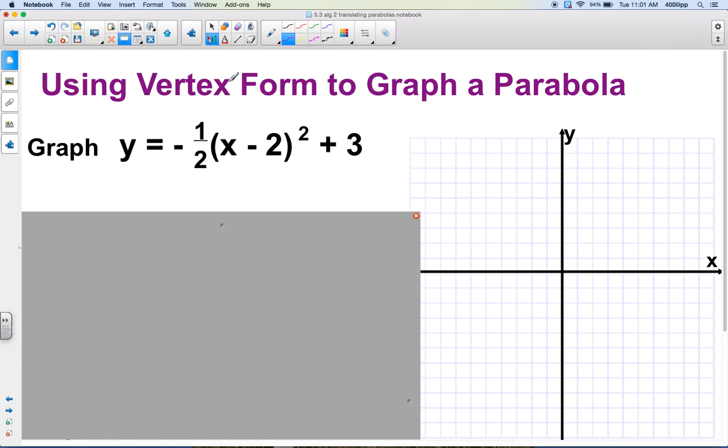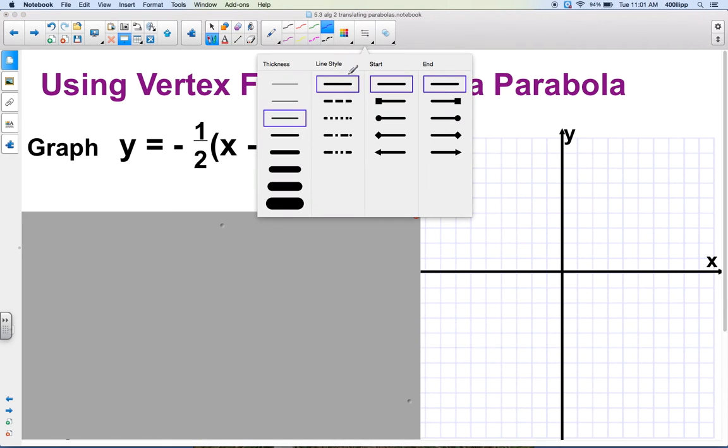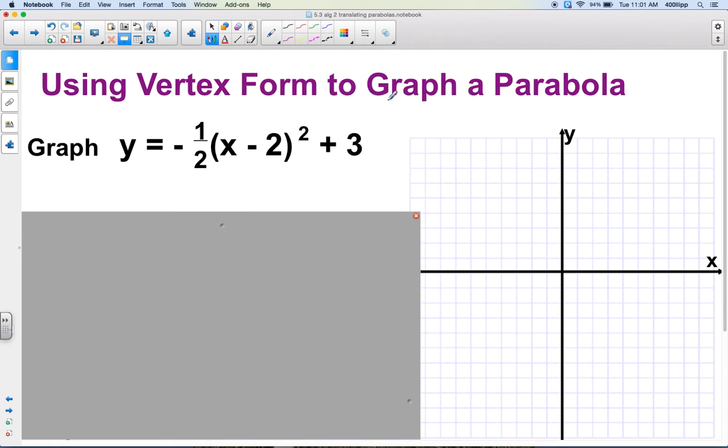So let's try some. Vertex form. This is in vertex form right now, and we're going to find a couple things before we go ahead and graph it.